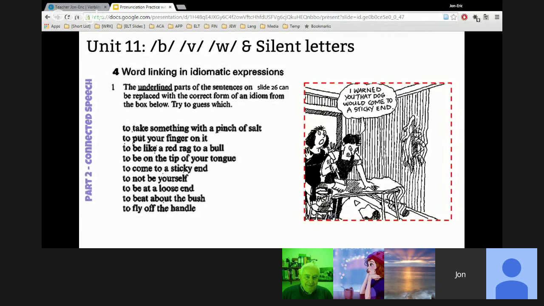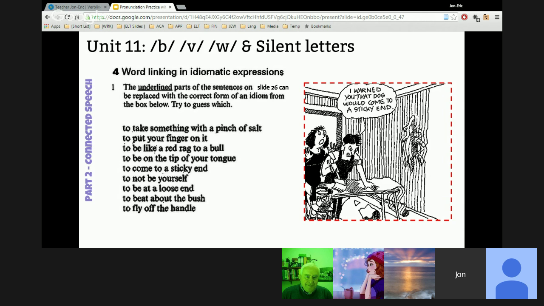I think the dog is stamped on the wall. Yeah! The dog is underneath the wallpaper, glued to the wall. So the joke is that the dog came to a sticky end because the dog has been glued to the wall. I warned you that dog would come to a sticky end. There you go. So we're going to use these idiomatic expressions to look at silent letters. That's the plan.